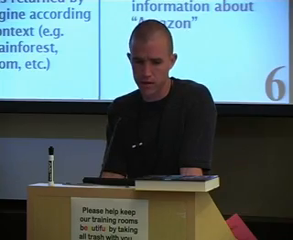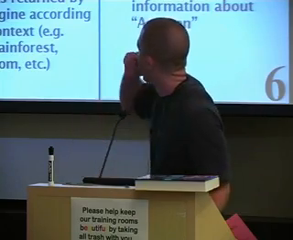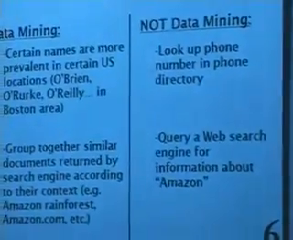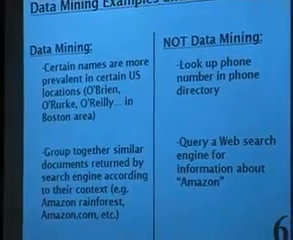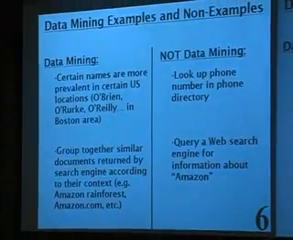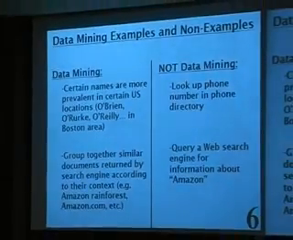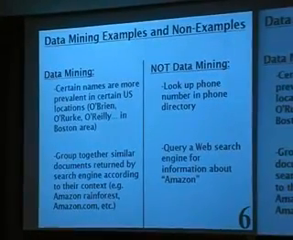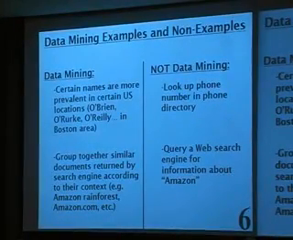So here on the left side of the screen, you have some data mining tasks. On the right, you have some non-examples, right? So for example, looking up a phone number in a phone directory. Well, that's extracting useful information. If you want the phone number, it's useful to you. The phone directory is a large data set, so you're extracting useful information from a large data set, but it's not considered data mining. It's too trivial, right?